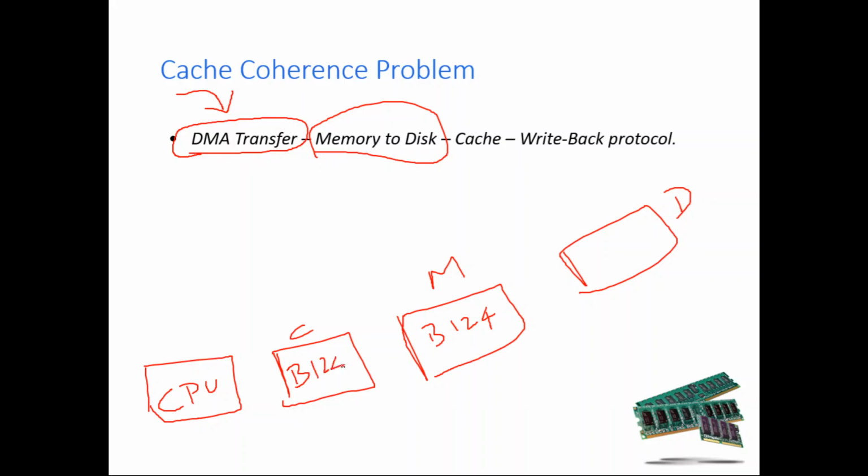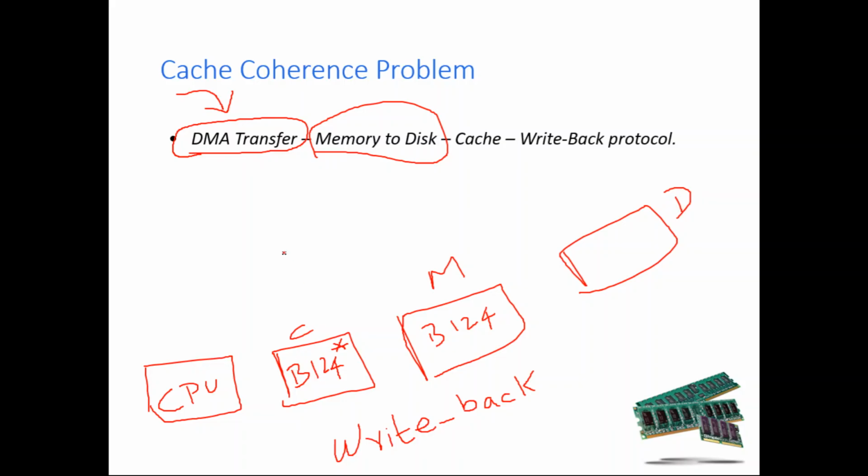Assume that the CPU has already updated block 124. Some changes have been done in block 124, and assume that the cache is a write back cache. Write back cache means what? It won't update the main memory immediately. Only when the process is going to quit, or when there is a replacement, will the main memory content be updated.